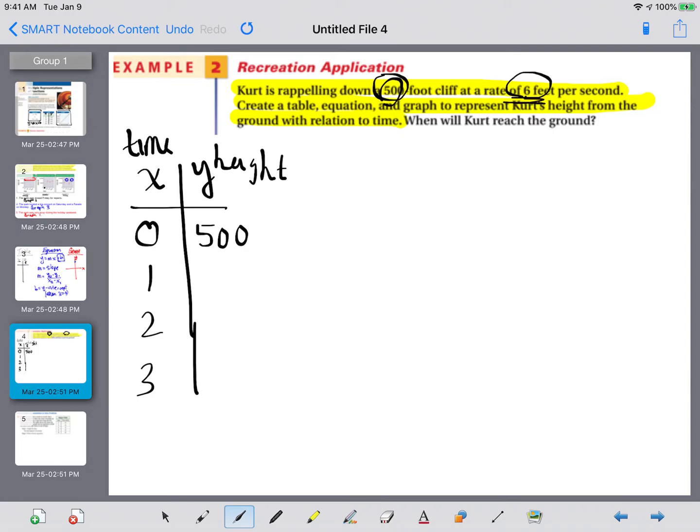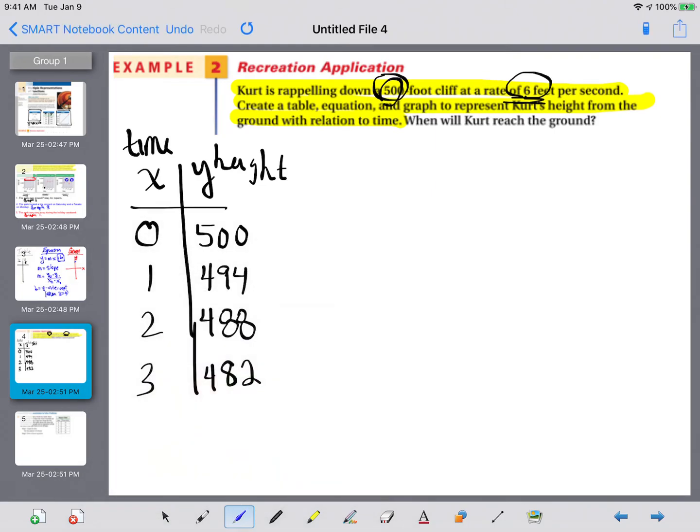So he starts at 500 and starts making his way down. He goes at a speed of 6 feet per second. So after 1 second, he will be at a height of 494 feet. After 2 seconds, it will be 488 feet. And after 3 seconds, he'd be at 482 feet. In a table, you only have to make 4 values.